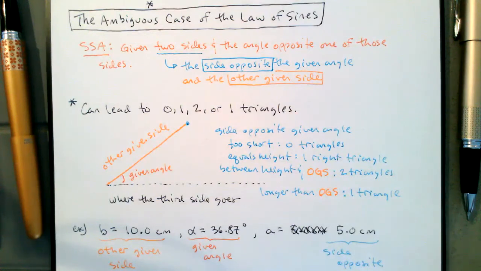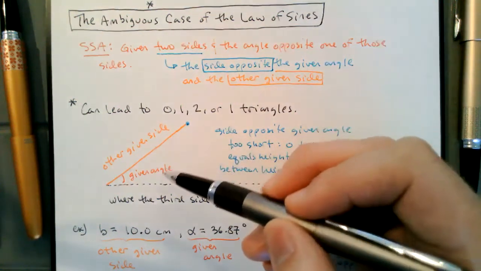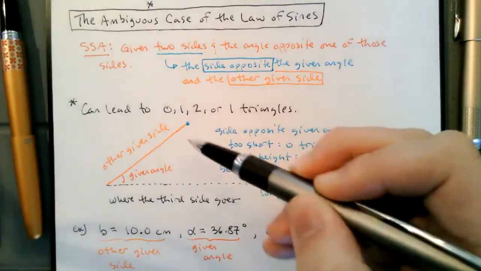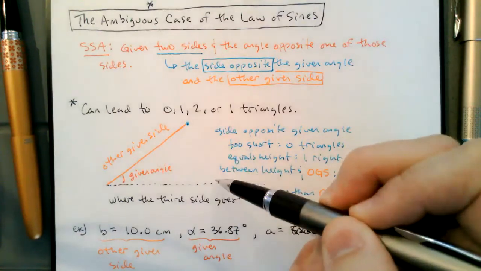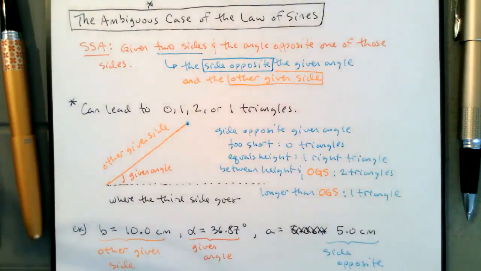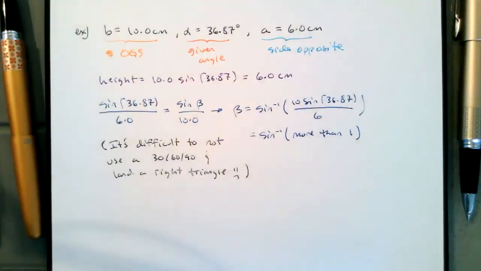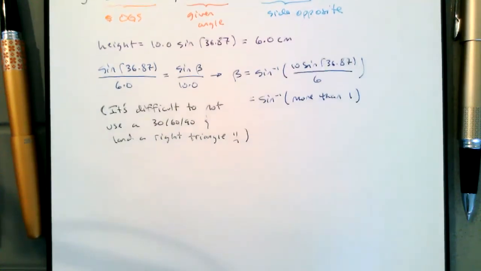What we really need to focus on is, how do we figure out if there are two triangles? What's going on if there are two triangles in play? That means the side opposite the given angle is greater than the height, but less than the other given side. So I want to be able to put two triangles in here. We're going to get two values for angle beta, and we might need to figure out how to get those angles.